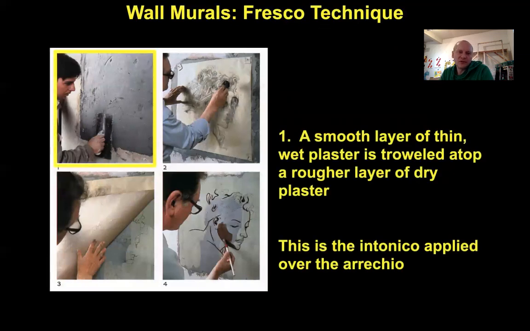So here's the basic technique. You would put a smooth layer of thin wet plaster, troweled on top of a rougher layer of dry plaster. And this is the intonaco applied over the arriccio. So the arriccio is the first layer.